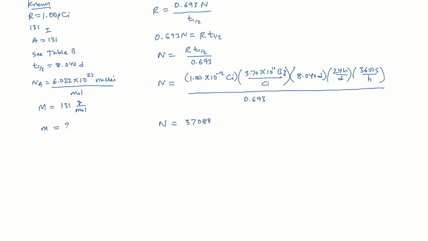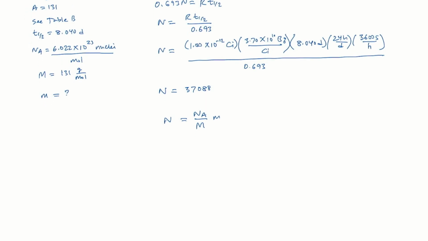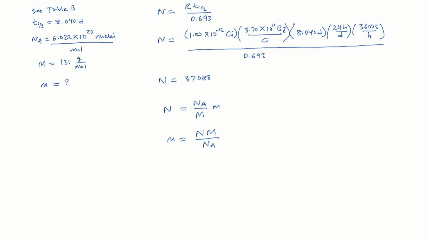All right, so the number of nuclei is going to be Avogadro's number divided by the mass in grams per mole, and then times the mass. Okay, so let's solve for little m, and then we'll see how these units work. So we're going to have the number of nuclei times the grams per mole divided by the number of nuclei per mole, Avogadro's number. Okay, that looks good.